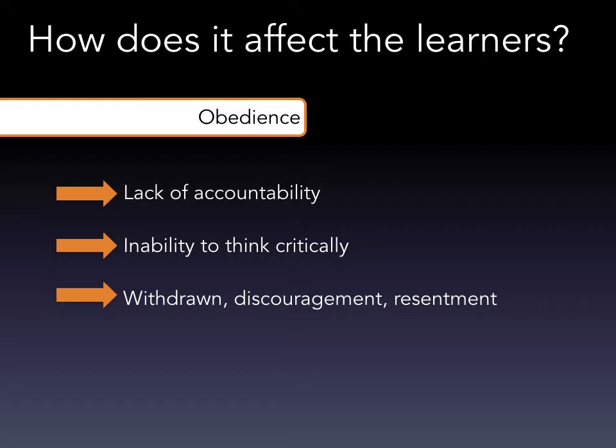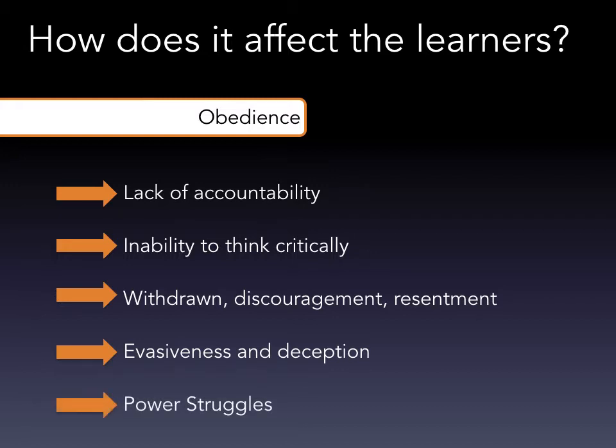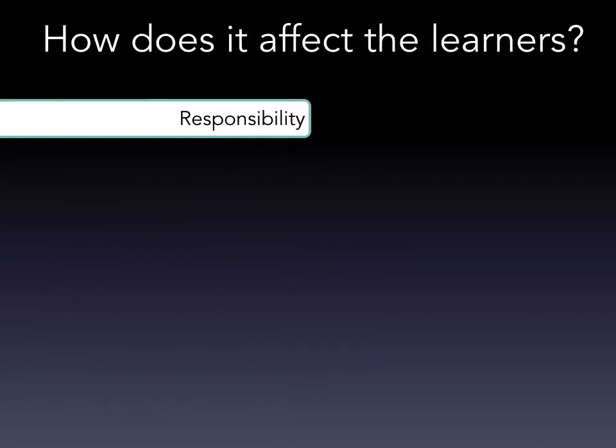Often learners subjected to punishment adopt a very evasive and deceptive manner. They learn to find inventive ways of not getting caught. Some even become aggressive and enter into a power struggle with the teacher. So let's look at the responsibility model and how this affects the learner.